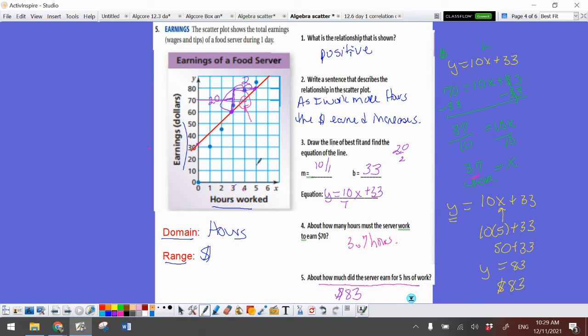So if I come up the 5 and I come up, I see that's pretty close to 83. That looks like maybe on my line it's kind of looking like 80. But again, remember, this is an estimate. So I should be somewhere between 80 and $83 if I work 5 hours.